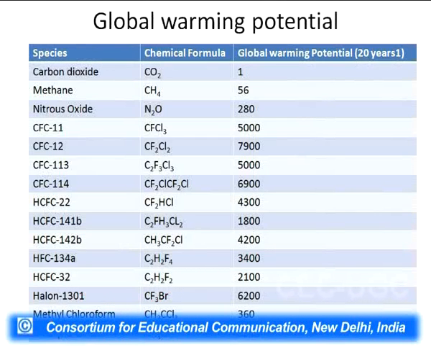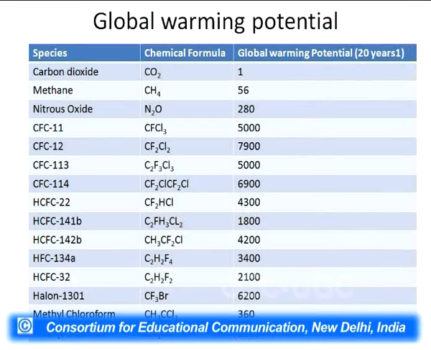Now, what are those substances which actually contribute to global warming? There are so many, and the major ones are carbon dioxide, methane, nitrous oxide, chlorofluorocarbons, hydrofluorocarbons, halons, methyl chloroform and methyl bromide. And carbon dioxide's global warming potential is considered to be 1, which is also known as the base. Here in this table, the global warming potential over 20 years of different chemicals is given. From this table, we can see that CFC12 has the highest global warming potential, that is 7,900.